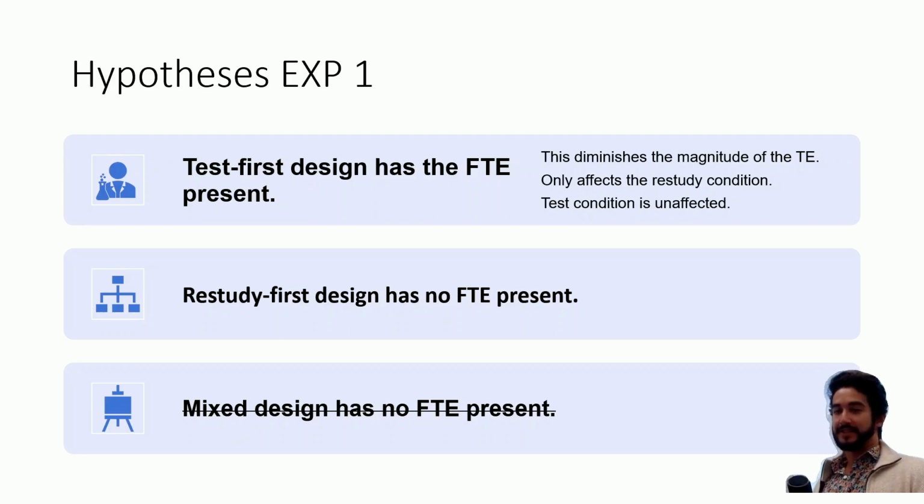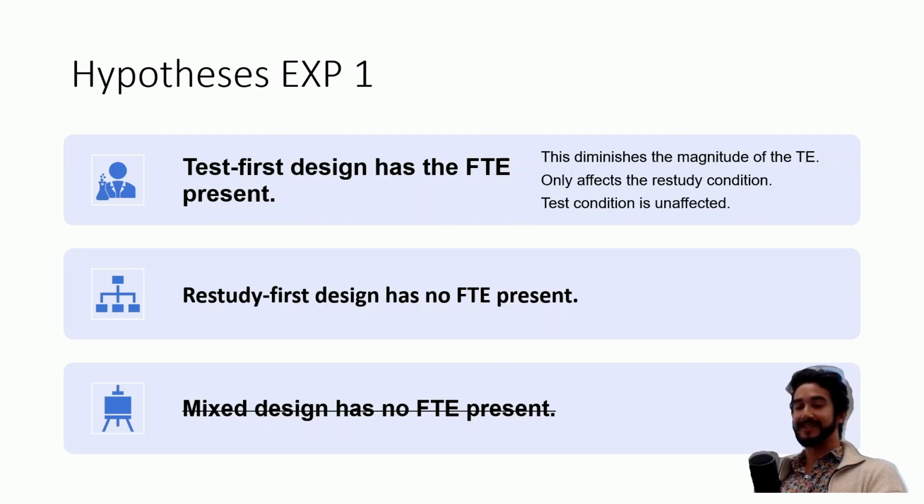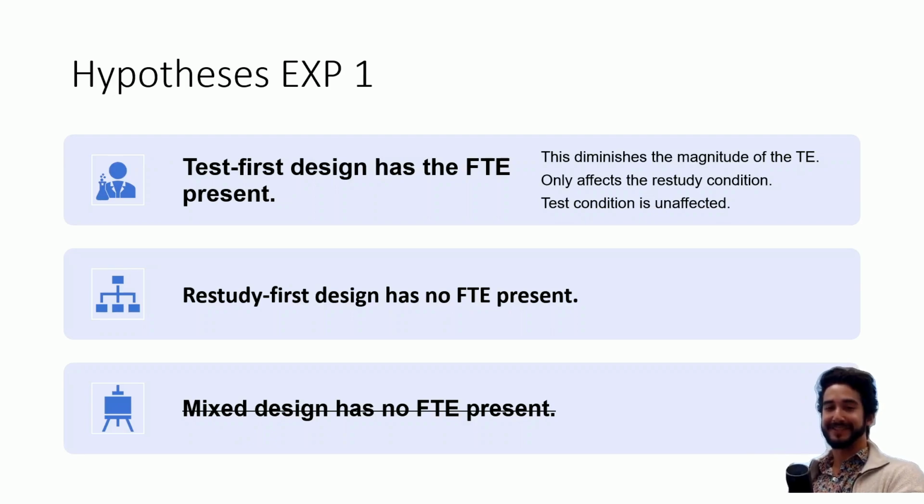And then secondly, the restudy first designs. So if you just have the restudy before the test first, or the restudied items before the tested items, this will have no FTE, no forward testing effect. And based off of a large amount of previous data from our lab and other labs, and the model's ability to predict the PCT values, we'd assume there's no FTE confound in mixed designs.